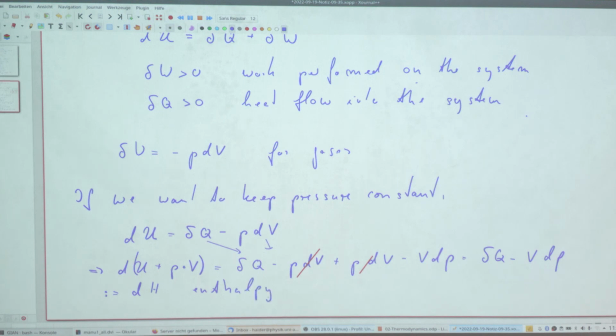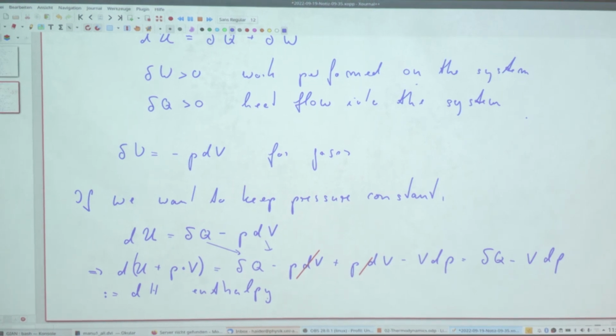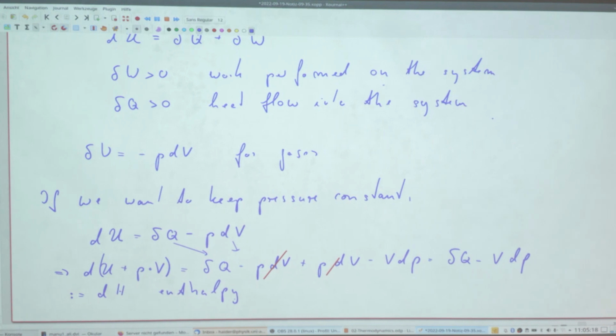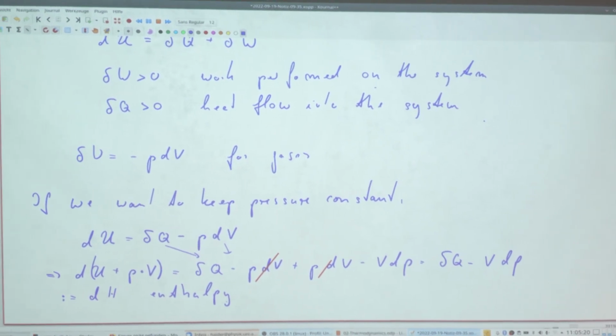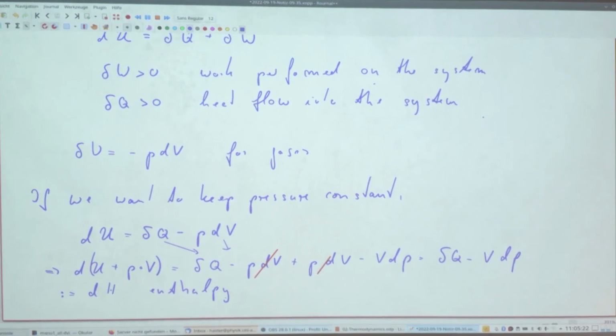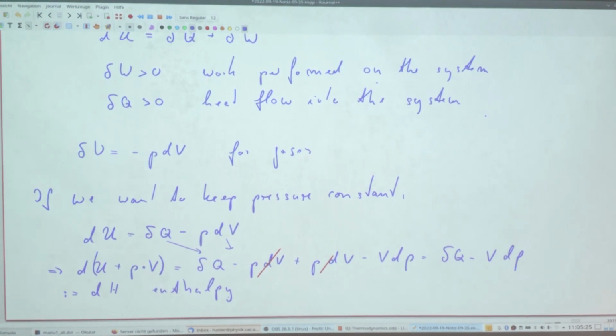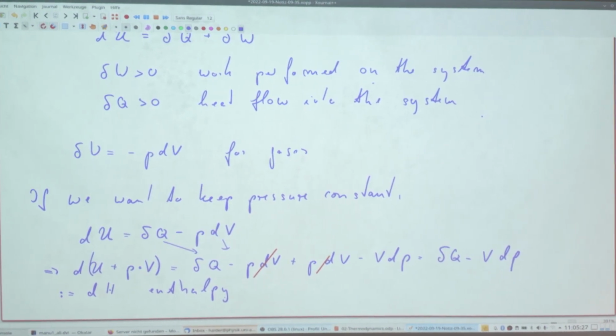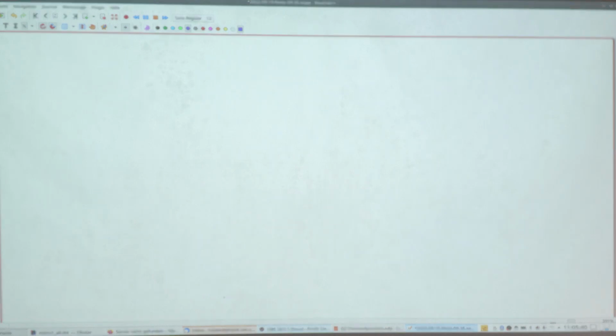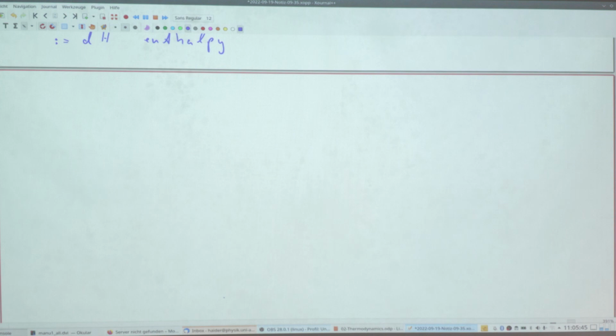In this way, you can step by step replace quantities by other quantities to get other free variables, and more or less to also change the ensemble in which you work. We will do the same later on for the temperature. But before, we have to introduce the second law of thermodynamics, which is a bit more complicated than the first one.